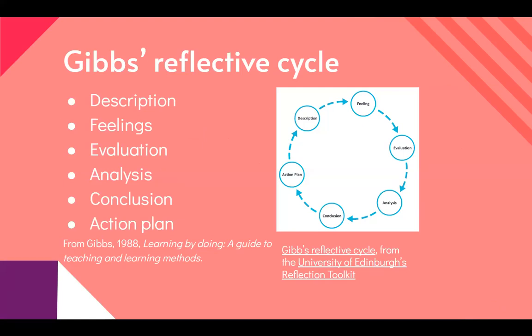So the cycle that Gibbs identified is a cycle you can use for reflection that ultimately ends in action. So you start with a description, you go in and think more about the affective dimension, like your feelings, you evaluate, and then you analyze. And then from evaluation and analysis, you draw a conclusion, which helps you create an action plan.